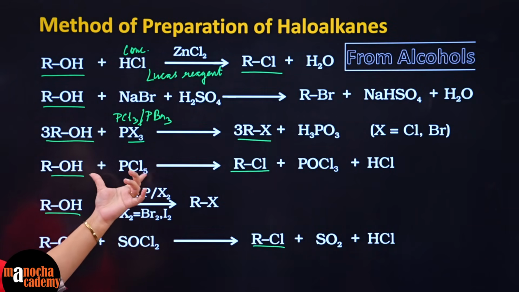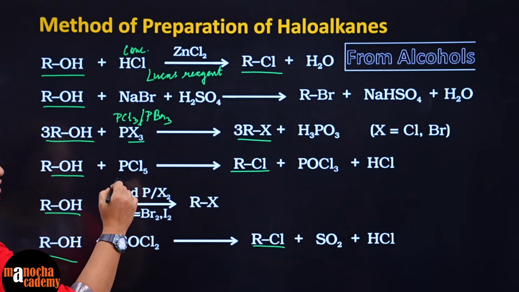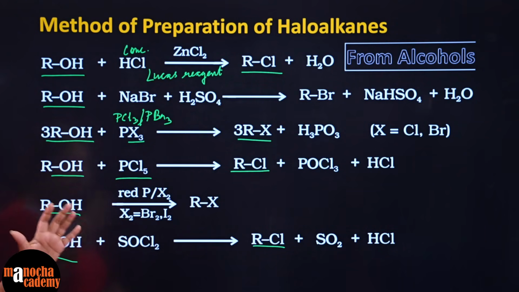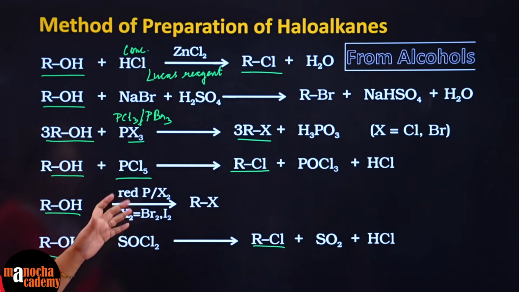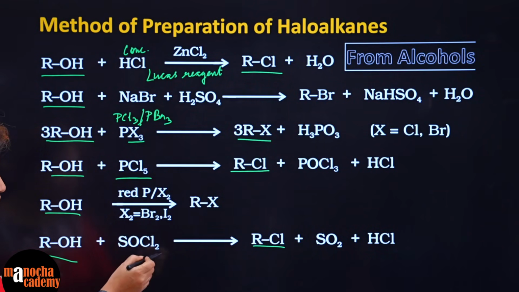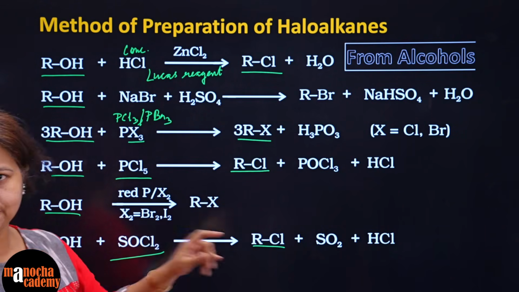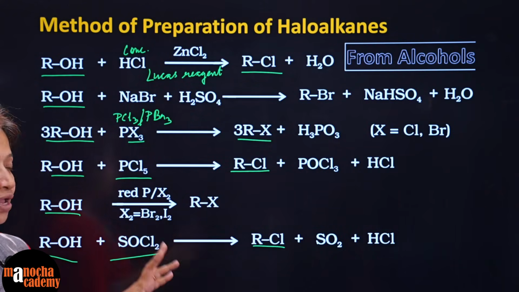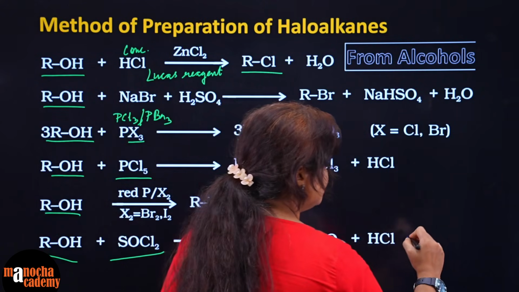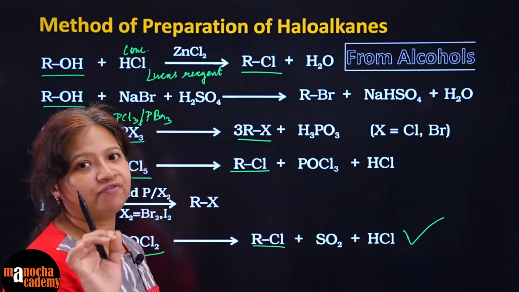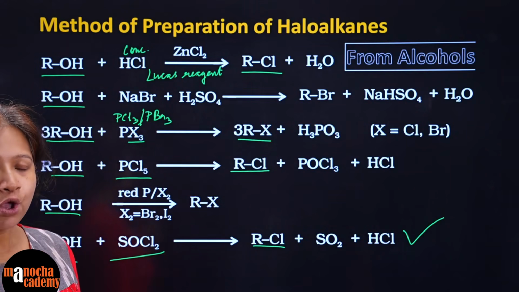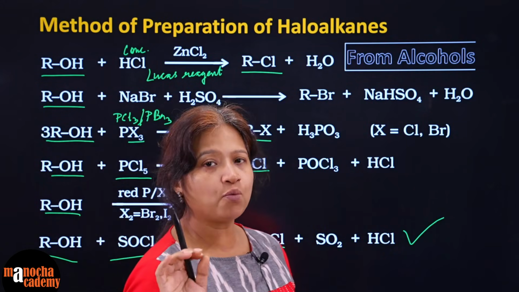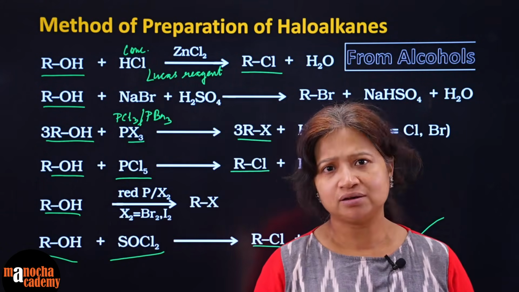Similarly, you can use PCl3, you can use PCl5, as well as you can simply use thionyl chloride, SOCl2, where you get haloalkane. Now, of all the three methods which I marked here, this method using thionyl chloride is the most preferred one. You are sometimes asked which is the most preferred method and why. We call this Darzens' method also.